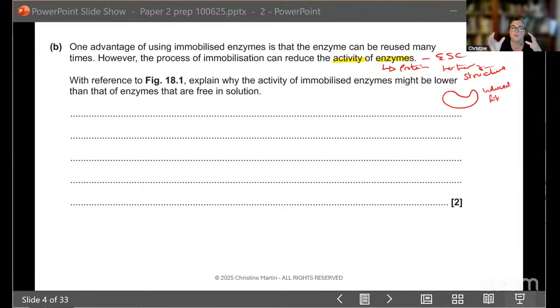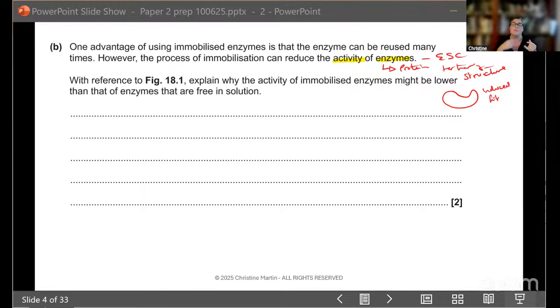So explain why the activity of immobilized enzymes might be lower than that of enzymes that are free. So if they've been immobilized, right? If you think about it, immobilization is sticking it into position. So I'm stuck on this chair. I'm immobilized. I can't move. Now I can move my hands like this. However, technically, I can because I'm on a chair that moves around. But if you think about being trapped in an area, you can't actually move fully.